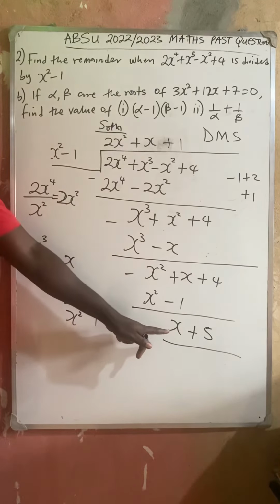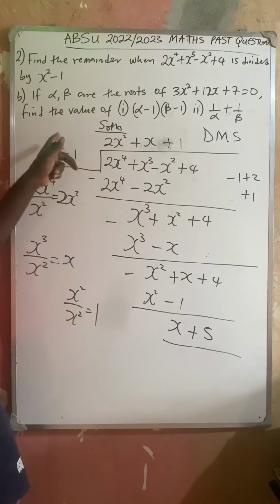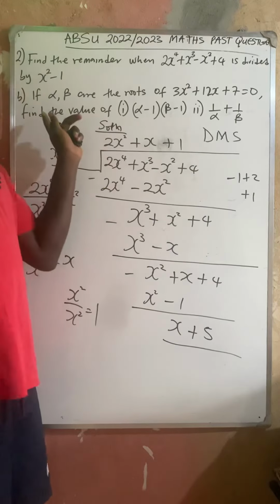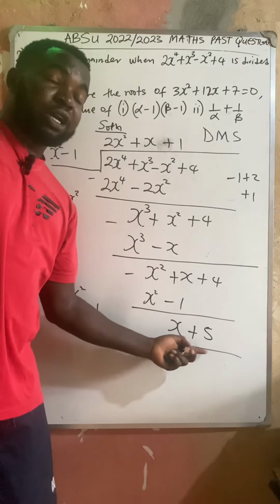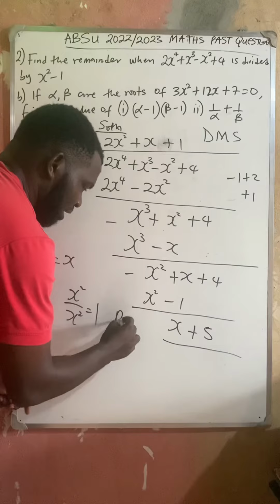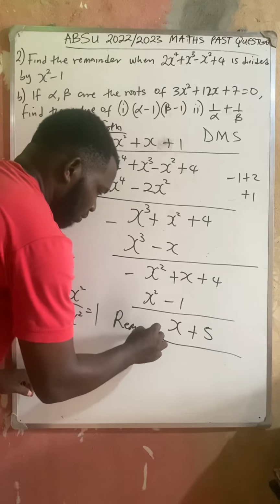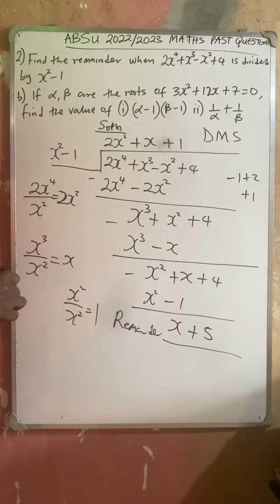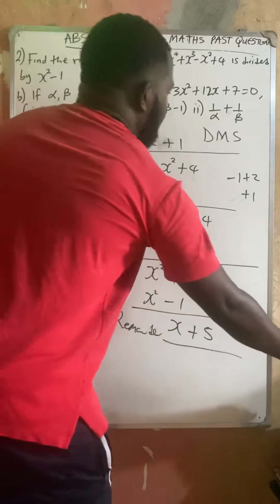We have to stop here because this is raised power 1. Why this is raised power 2? This is now less than this. Whenever your remainder is less than the divisor, you stop. So this is my remainder. All right? Very simple. This is my remainder. So let's move to the next question.